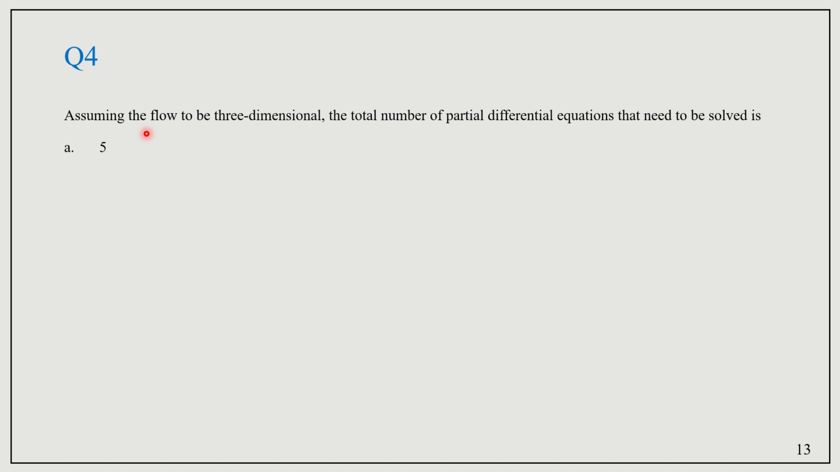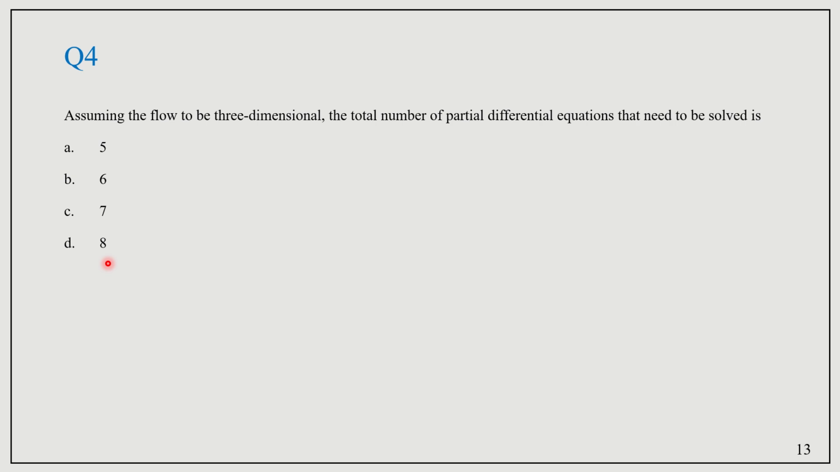Option A 5, option B 6, option C 7, option D 8. So what is being asked in the question is that we are assuming the flow to be a three-dimensional flow. So it is a flow through a rectangular channel. So we are taking into consideration all three dimensions. So if that is the case, how many partial differential equations do we need to solve?